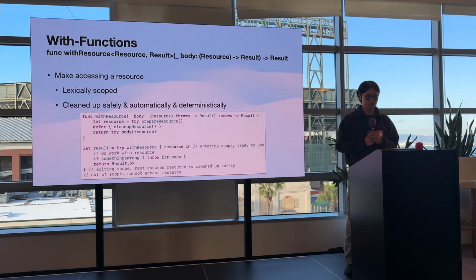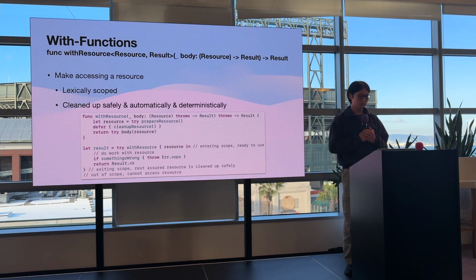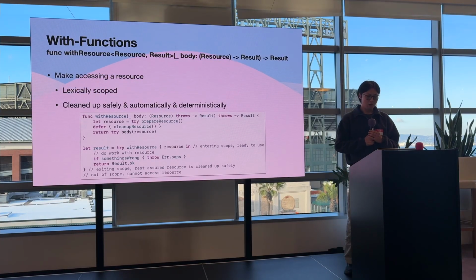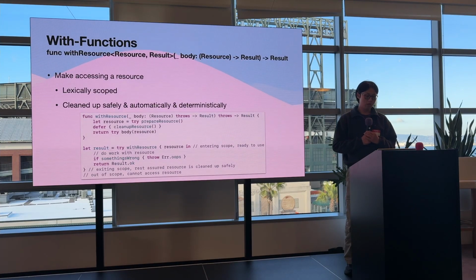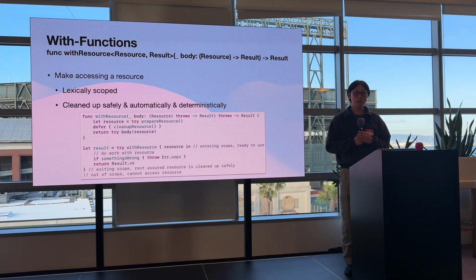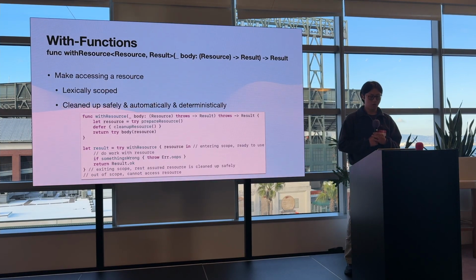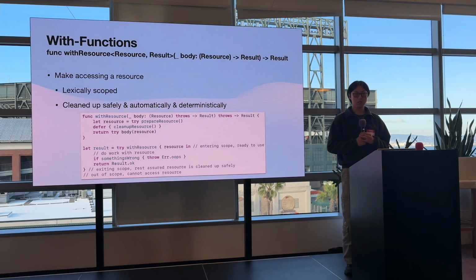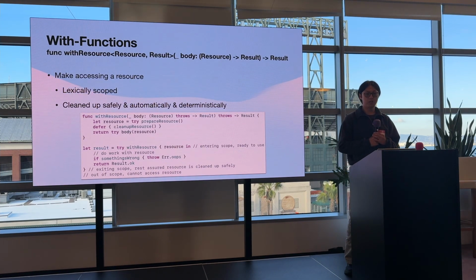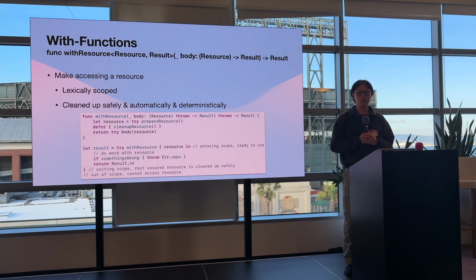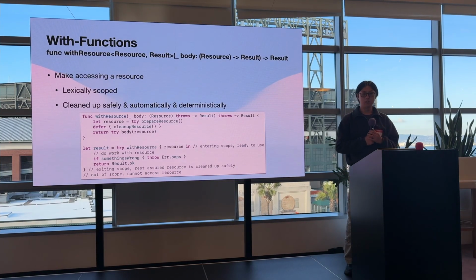What's good is that this function makes accessing the resource lexically scoped. So when you enter the closure, you get a resource readily usable. And when you exit the closure, this resource is cleaned up automatically for you. If you're out of the scope of this closure, then you cannot access the resource. Also, scoped means that whatever mutation or operation you do within the closure will not leak out, ideally, to the outside environment. And yeah, you get cleaned up safely, automatically, and deterministically.